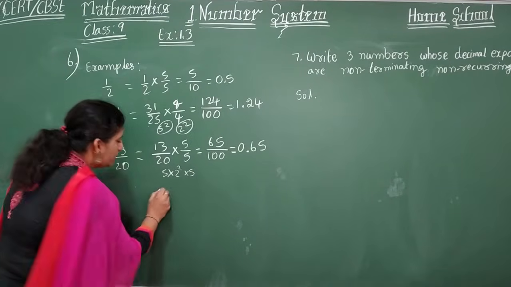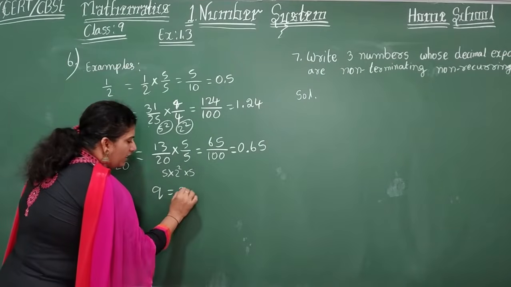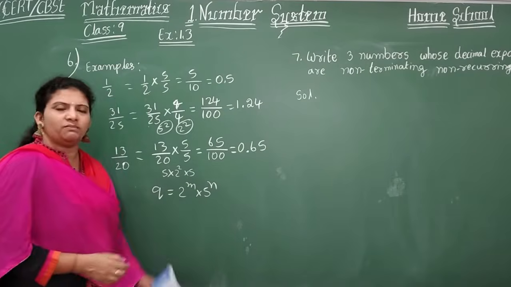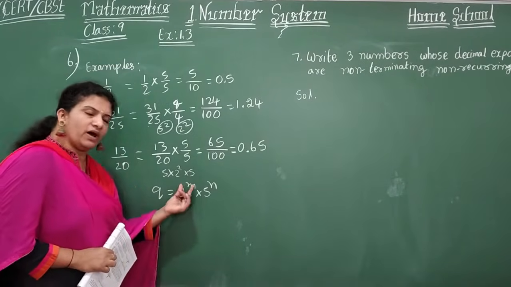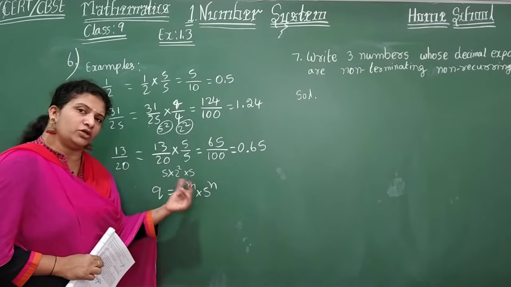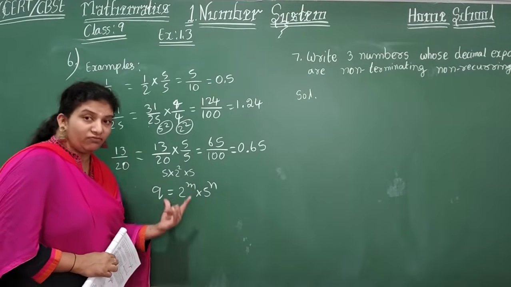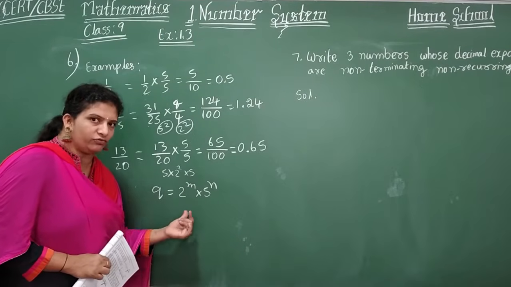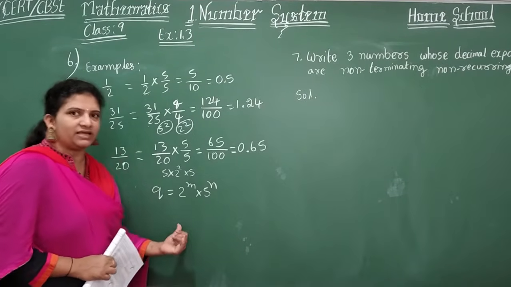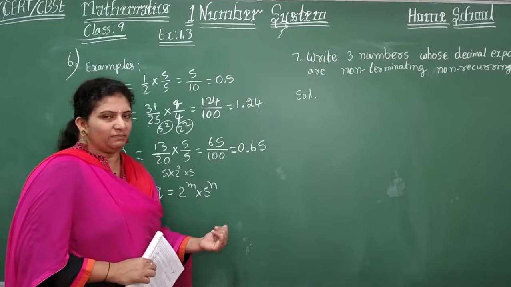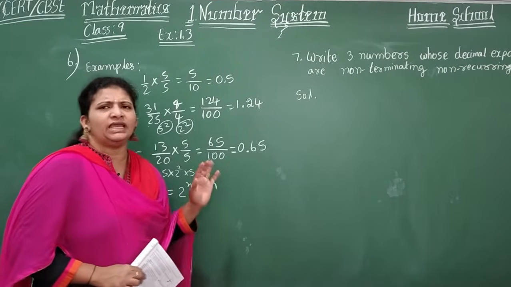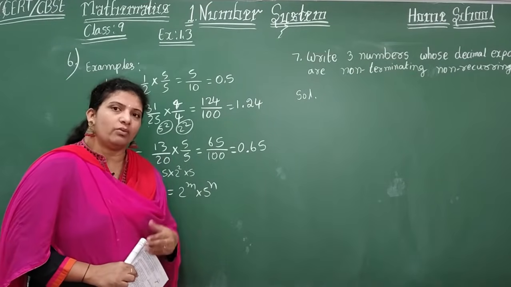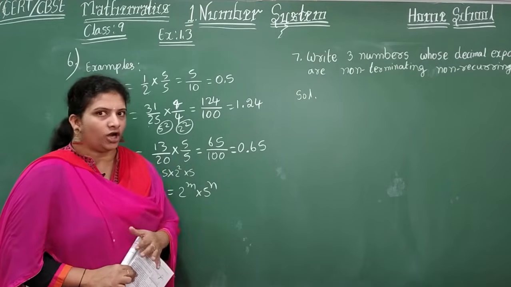That means your Q must be a multiple of 2 and 5. It might be any number, children. 2 power m into 5 power n or 5 power m into 2 power n also you can write. If your denominator Q is in the multiples of 2 and 5, your decimal expansion will be terminating. So look here, children, by seeing the fraction you can say whether it is terminating or non-terminating.